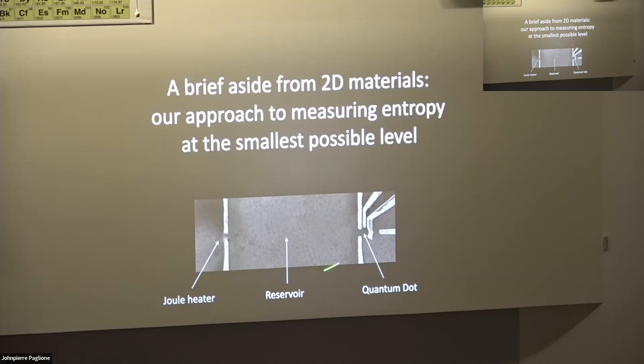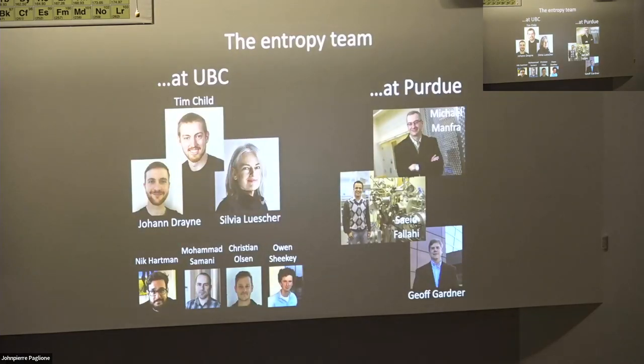This gray background that you see here is a 2D electron gas in gallium arsenide. These lighter colors here are metal gates you can put on top. By applying voltages to these, we can make a quantum dot where we can trap a few electrons. We have a reservoir that we can use for thermodynamics, and here a constriction we can use as a Joule heater. They drive current through and get some power. This is an experiment carried out by my existing entropy team at UBC, former students and postdocs, and the people who grew the two-dimensional electron gases at Purdue.